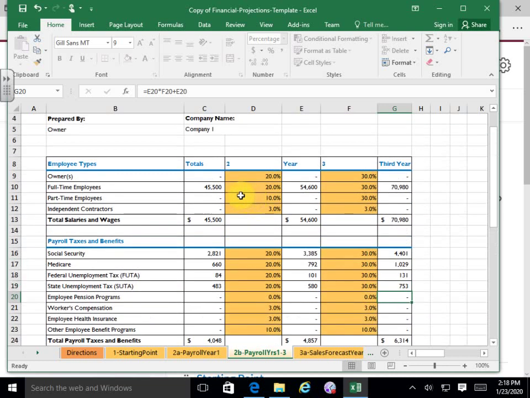What I'm going to tell you that a lot of people find they want to change, and I encourage you to change it maybe, is this: it's projecting on your full-time employees that in year 2 you're going to give them a 20% raise. You guys are really nice, okay, and that in year 3 you're going to give them a 30% increase. Man, they better be damn good workers, right? Okay, so you may not want to be that aggressive. You may want to change this to 5%, and you may want to change this to 5%.